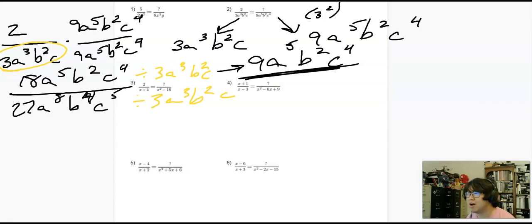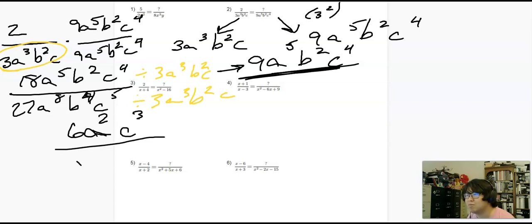So let me just divide my top here. 18 divided by 3. That has to be 6, right? A to the 5th divided by a to the 3rd. 5 minus 3 is 2, so I have 2 more a's left. B squared divided by b squared. Well, I don't have anything anymore. C to the 4th divided by c. That's c to the 4 minus c to the 1. That's 3.